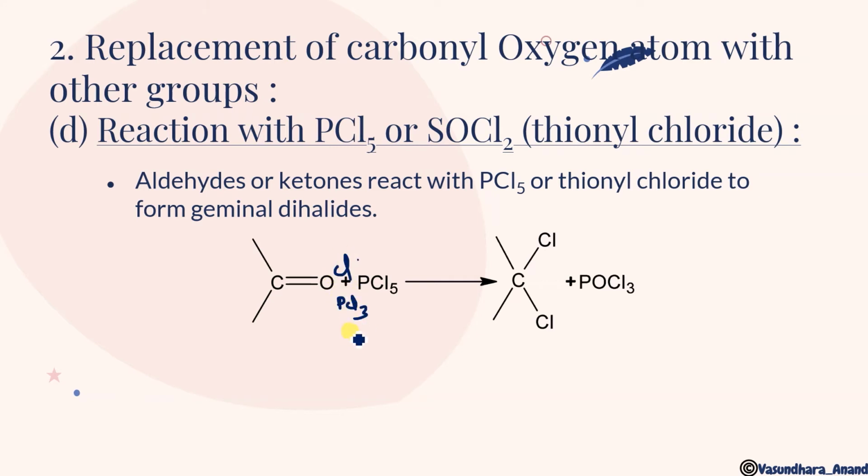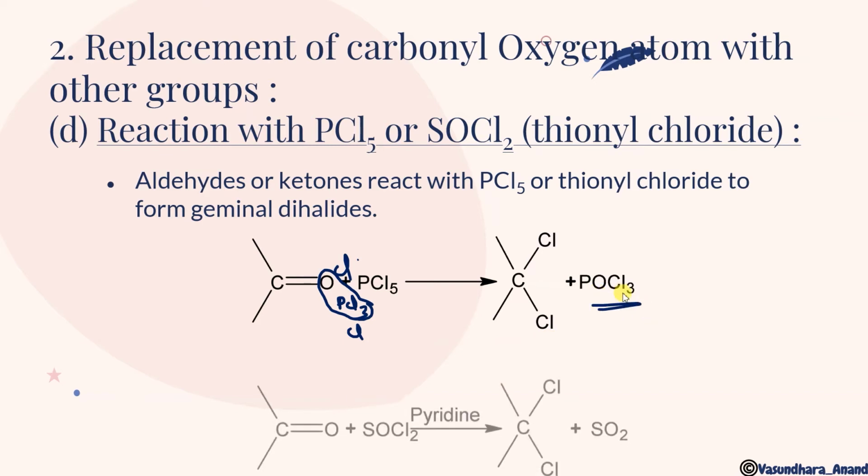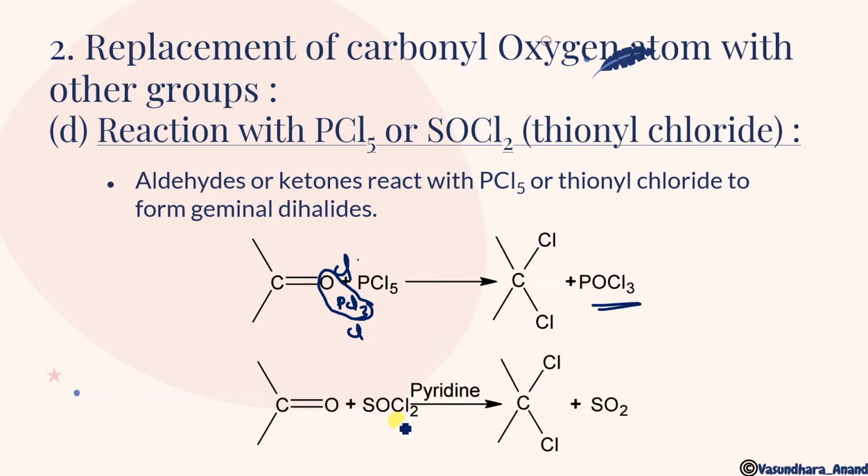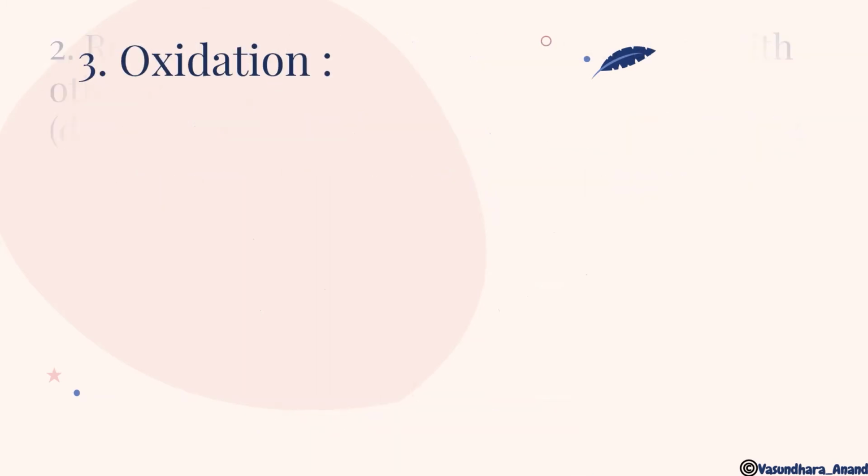PCl5 will be written as PCl3, one Cl upside, another side downside, and just take out the POCl3. Okay. So two bonds free, two chlorines free. So that's why it will attach to this with two bonds and it will form geminal dihalide. And POCl3 will be the side product. Similarly, if it reacts with SOCl2 in presence of pyridine, SO2 will come out and two bonds free, two Cl free. It will attach to this. And this will form again geminal dihalide.